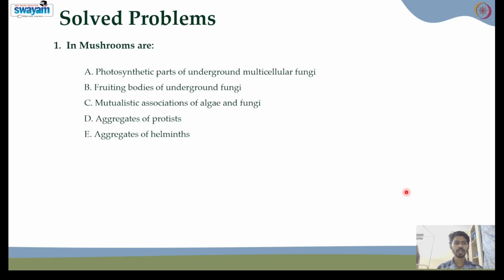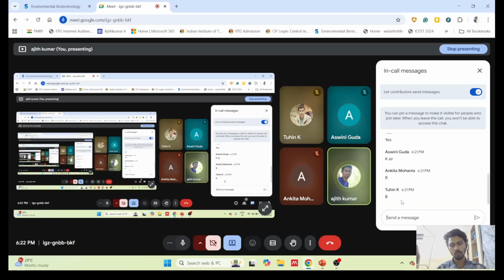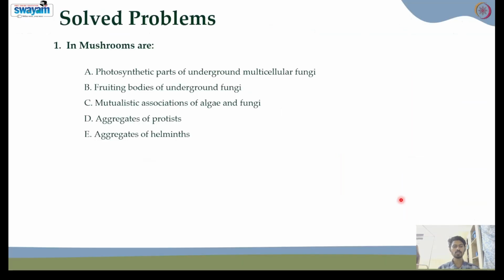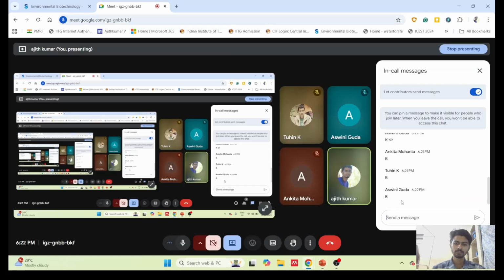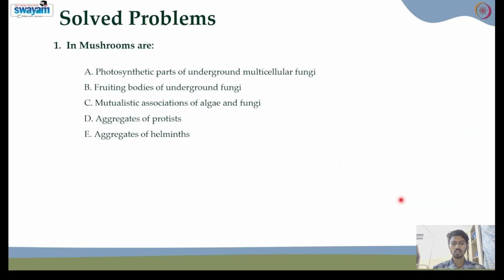Mushrooms are, you can post your answers in the chat box, or you can unmute your mic and answer the question. Option B. Okay, Ankita. Okay, Tuhin. Any other answer? Okay, option B. So let's see the answer. Yes, it is option B.